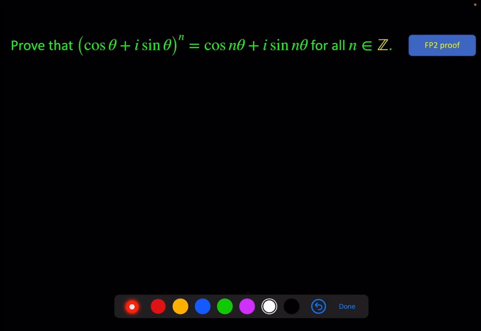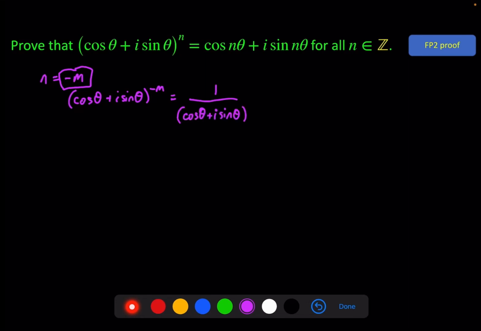Now we need to look at negative integers. And to do this, I'm going to let n equal minus m, where m is a positive integer, therefore n here is forced to be a negative integer, and I'm going to work with this to show that it does indeed hold true. So we've got cos theta plus i sine theta to the power of minus m, and you know that that is 1 over cos theta plus i sine theta to the m.